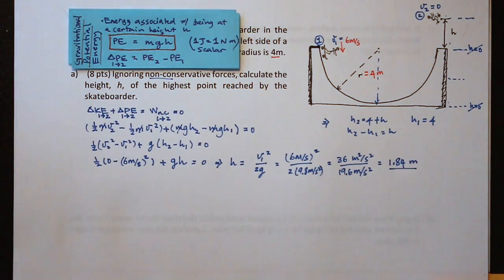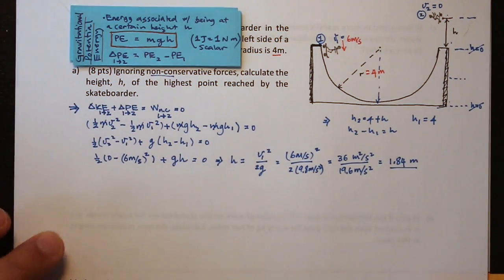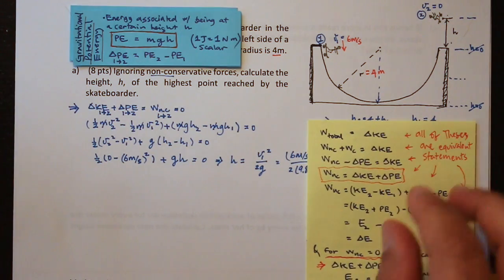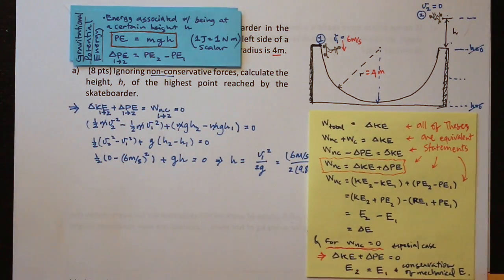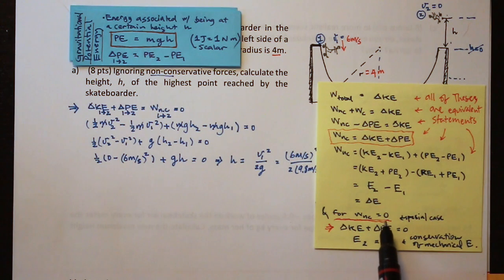So that's one way to solve this problem, using this formulation of the work energy theorem. Another way to tackle this, which is an equivalent way, in fact, is to look at the different formulations and to say, in the special case where I know that the non-conservative forces are doing 0 work, then energy 2 is equal to energy 1. That is to say, the mechanical energy is conserved.